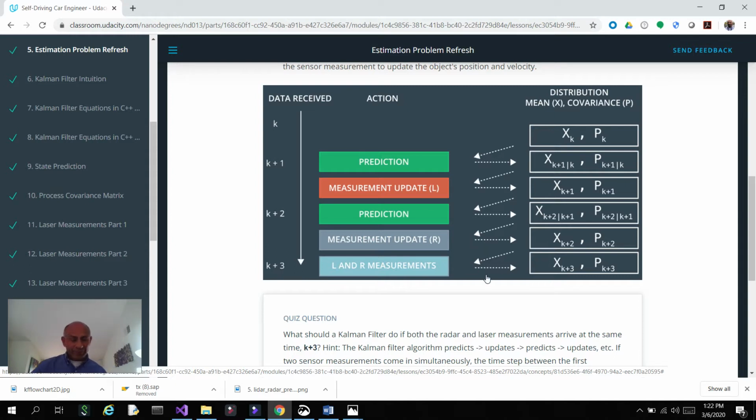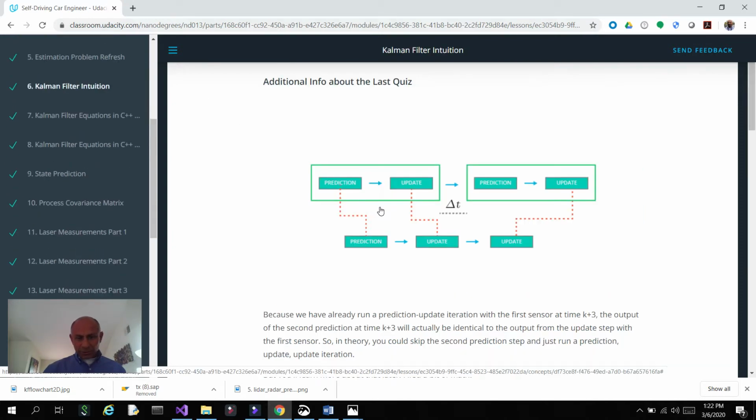And then if Lidar and radar measurements come together at any time step, then we still go predict, update, predict, update at the same time step. So we still do predict twice. First we could update with Lidar or with radar, and then second again. I mean, if we did Lidar first update, then we do radar second update. So that's general intuition here.